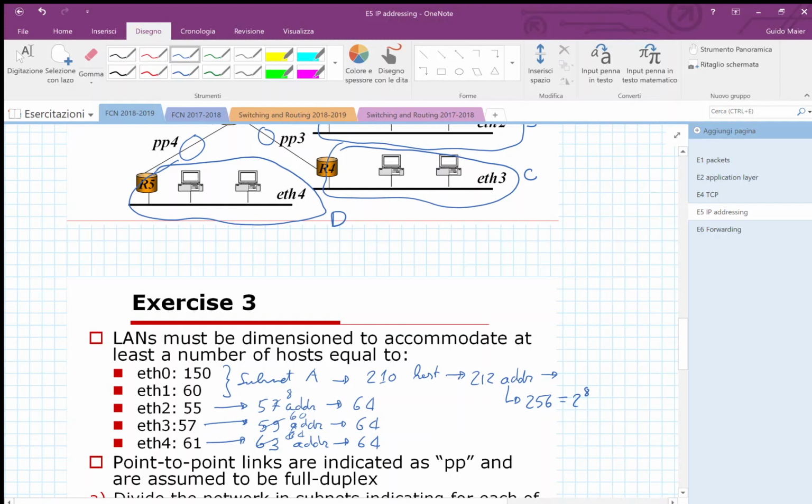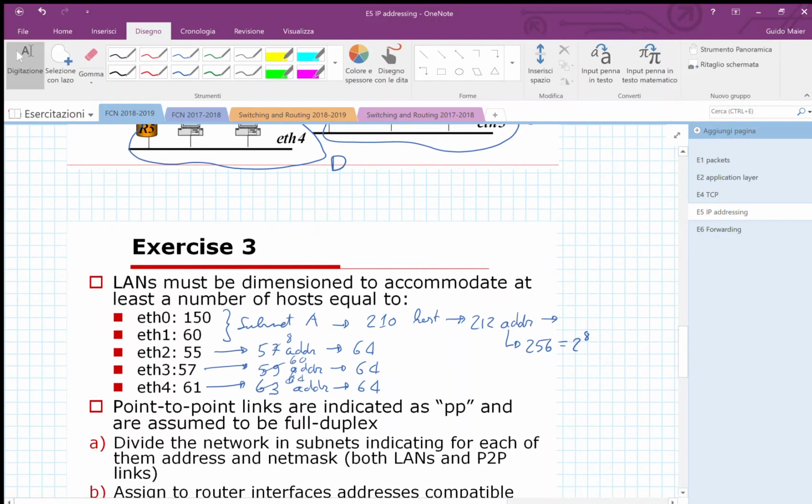Okay. Then we have the point-to-point links. For the point-to-point links, we know that we need two addresses. We need to assign two interfaces. So it's like having two hosts, but actually they are two router interfaces. So we need 4 addresses. Okay.